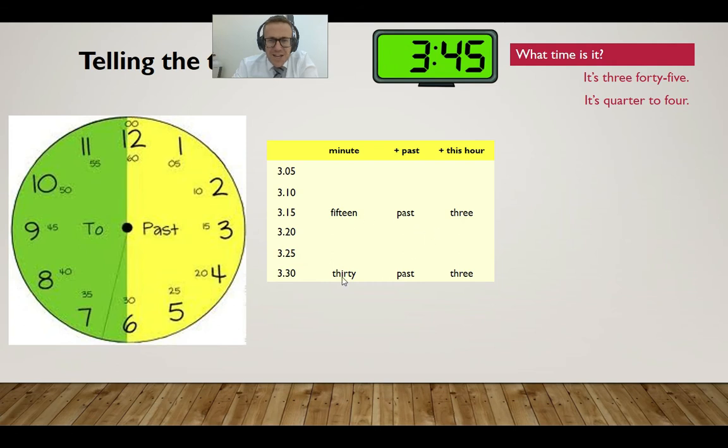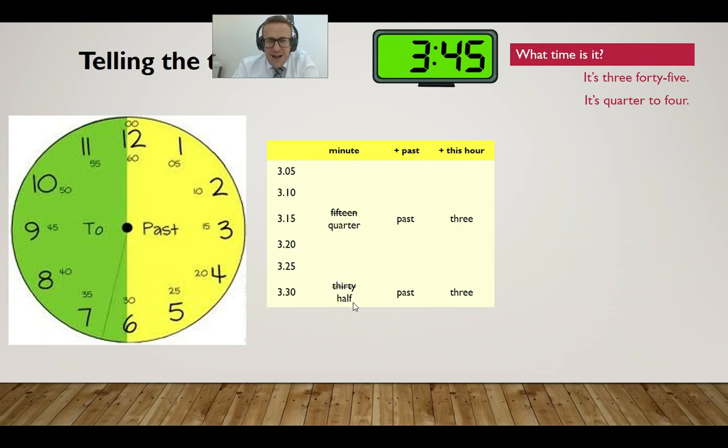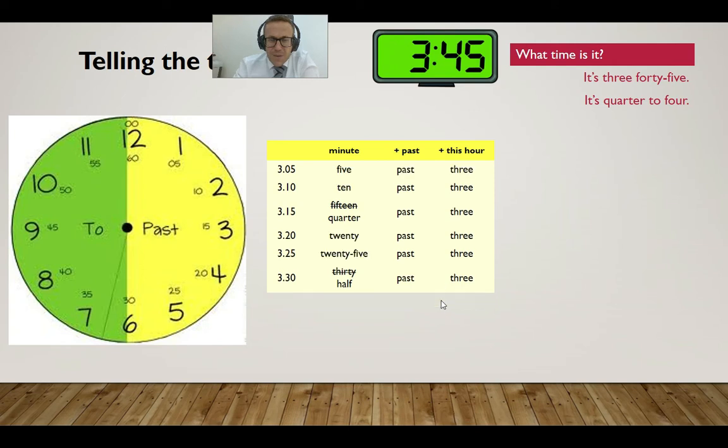3:15, 3:30. Fifteen past three is incorrect. We say quarter past 3, half past 3. So quarter, 1/4, half, 1/2. It means it's a quarter of the hour. So it's quarter past 3, half past 3. So these are all the ways we say past.